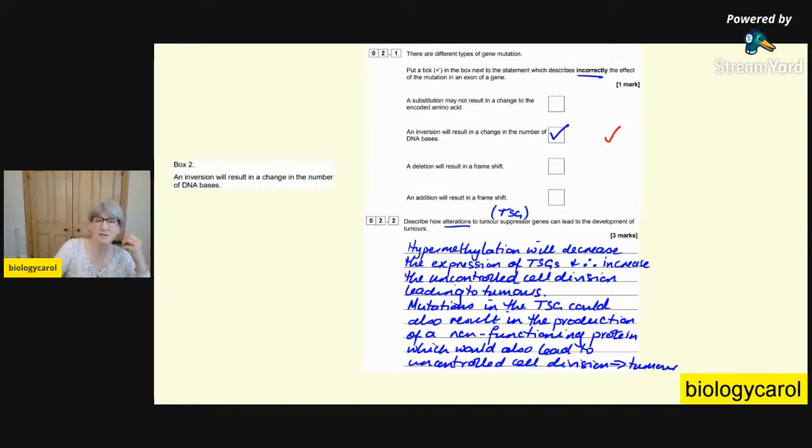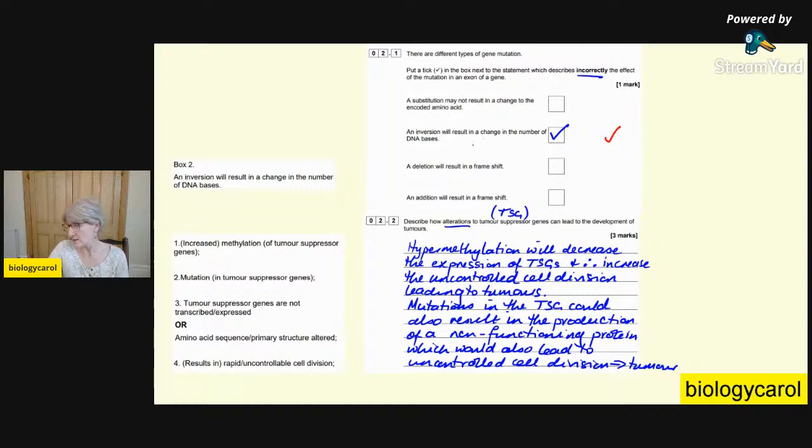Hence the first sentence. But I've also kind of realized, alterations, something else. Okay, something else they want. I didn't quite know where all the marks were. I'm thinking that I've got 2, hypermethylation and uncontrolled cell division. So I'm thinking this is my 3rd mark point. Mutations in the tumor suppressor gene could also result in the production of a non-functioning tumor suppressor protein, which would also lead to increased cell division. Hopefully that makes sense.